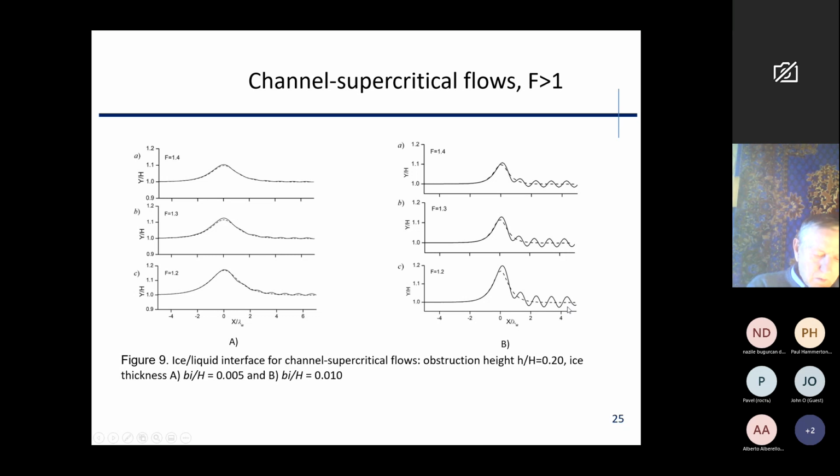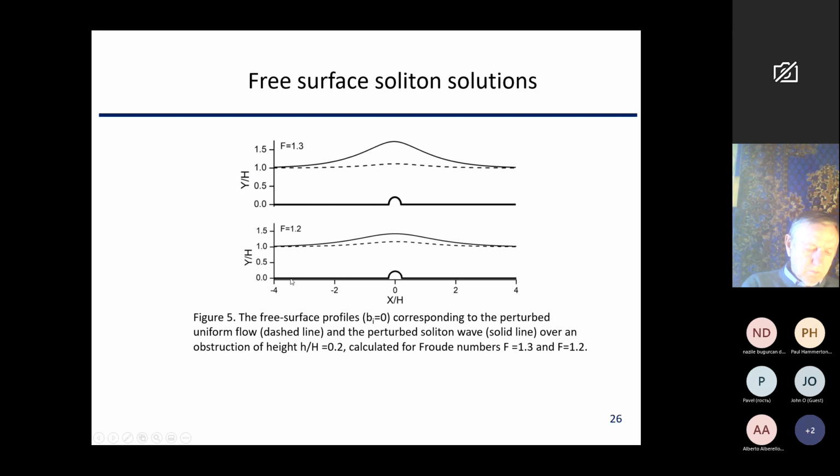Without the ice sheet, the results are shown by the dashed line. This is the perturbed flow, there is no wave, but with the elastic sheet we have waves downstream. Here, the same result, but with a smaller thickness of the elastic sheet. We computed a soliton solution for free surface flow without the ice sheet, but we cannot obtain a solution corresponding to a soliton wave with an elastic sheet. Only the previous slide was shown for the dashed line, which is the perturbed flow.